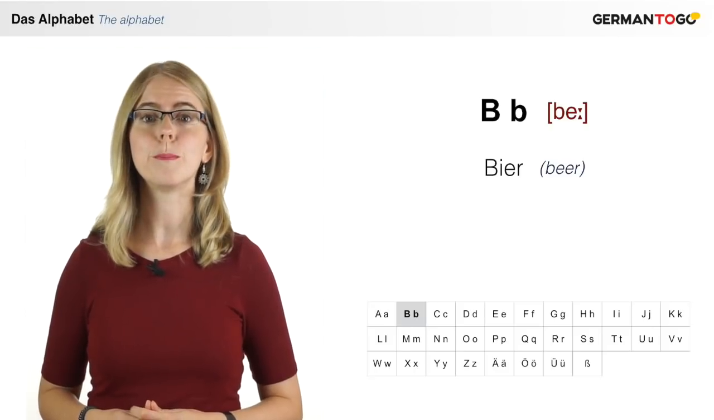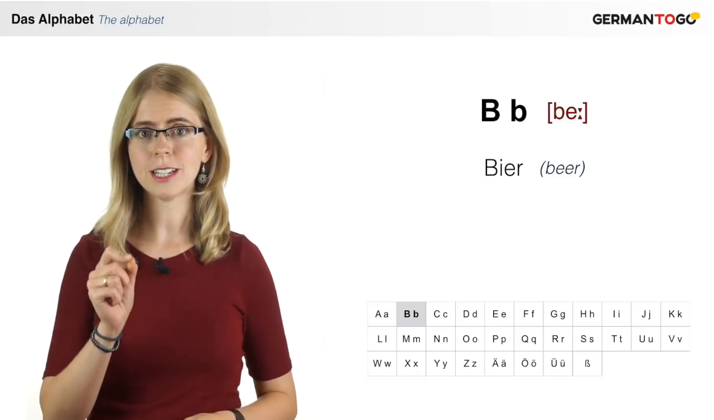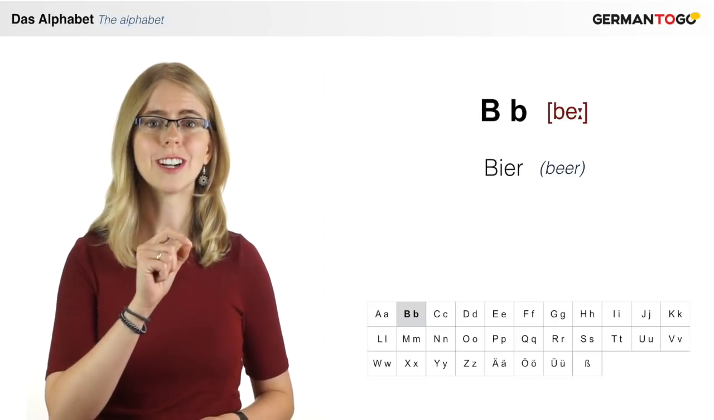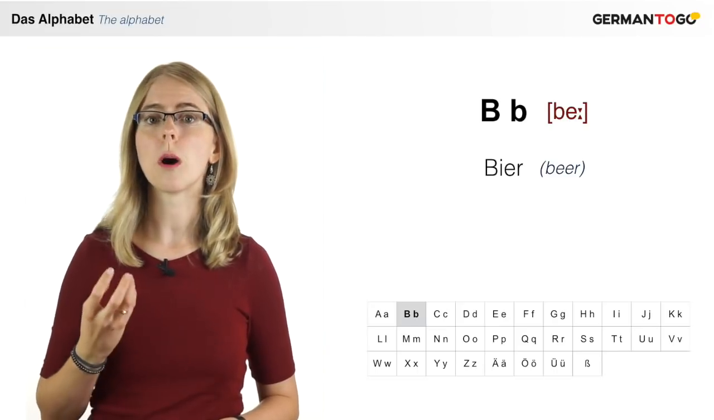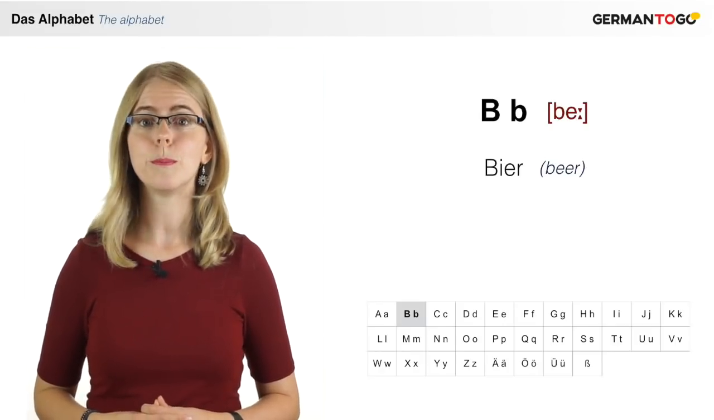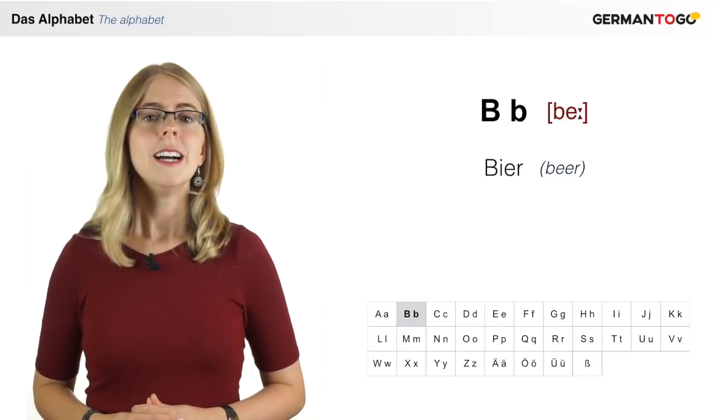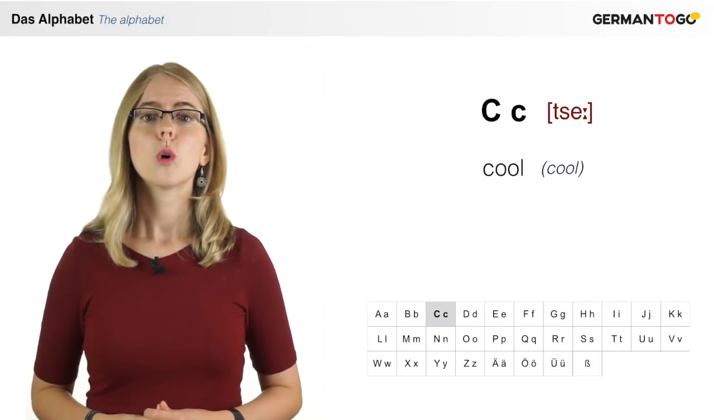B. Bier. When you have the combination I, E, it's a long E sound, yeah? So Bier, Bier. B, Bier. C, cool.